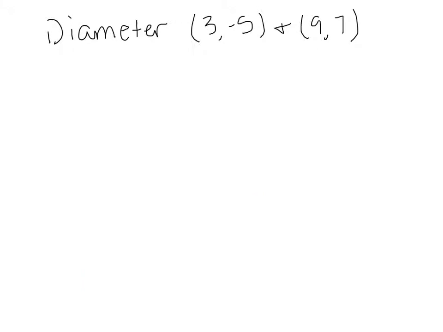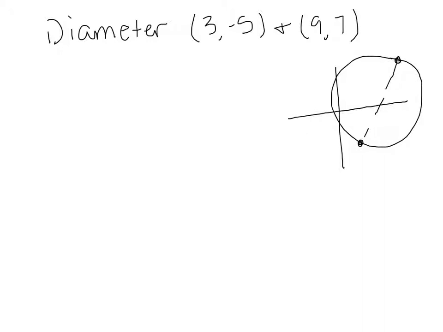Now we have a circle whose diameter can be represented by the points (3, -5) and (9, 7). Let's think about what this circle would look like. We know that (3, -5) would be one point on the diameter, and (9, 7) would be the other point on the diameter. But since the diameter goes across the circle, our circle would look something like that, but it would actually be a circle, sorry.